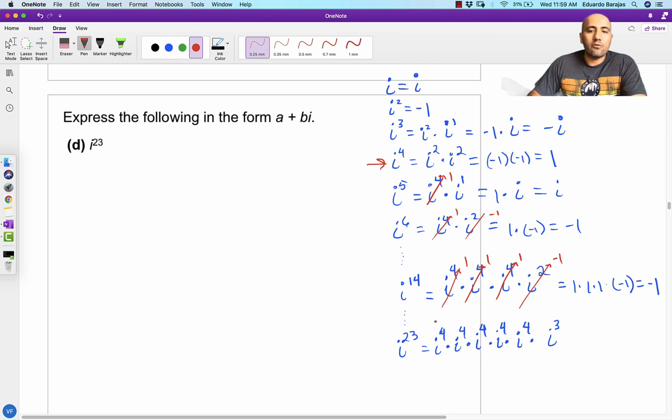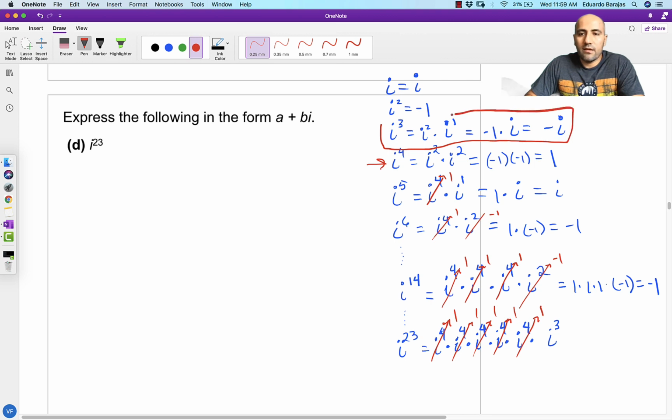So all these powers of i to the 4th become 1. i to the 4th becomes 1, i to the 4th becomes 1, i to the 4th becomes 1, i to the 4th becomes 1. And this i to the 3rd power, we saw from up here that i to the 3rd power is really just -i. So this guy just becomes -i. So we end up with a 1 times a 1 times a 1 times a 1 times a 1 times a -i. So the whole thing is just going to be -i. And that's our answer here, -i. Good.